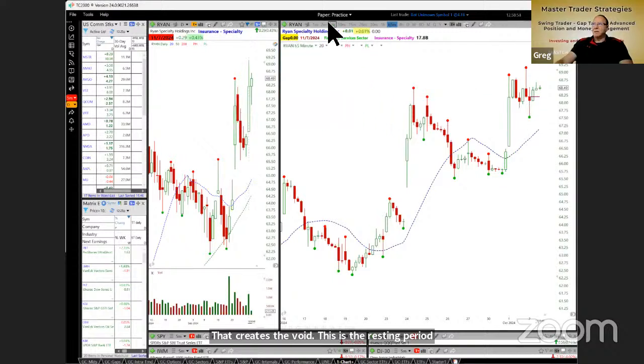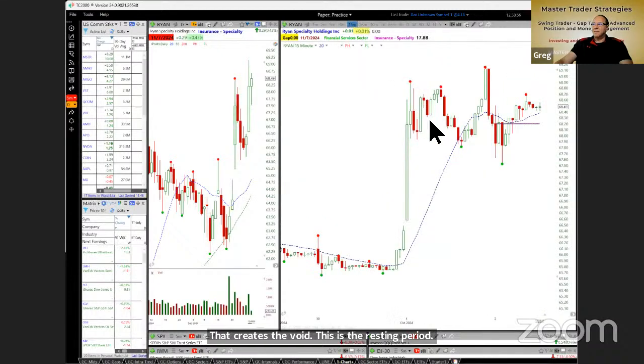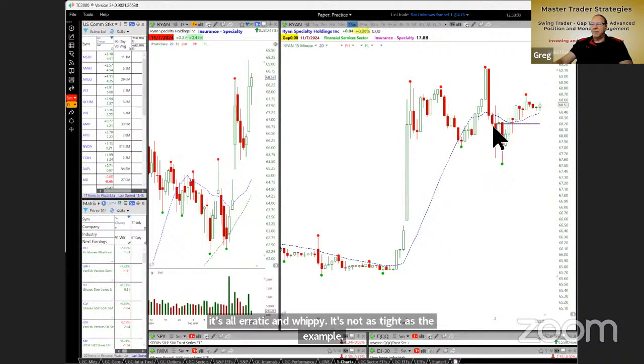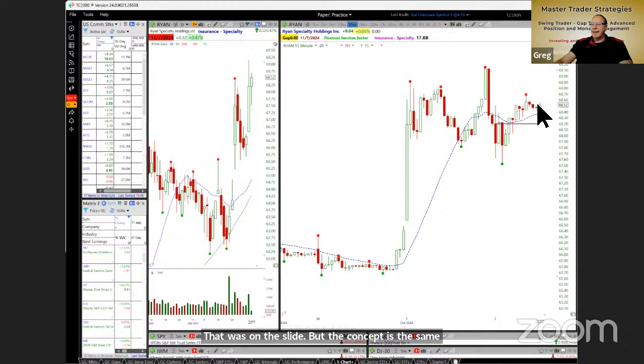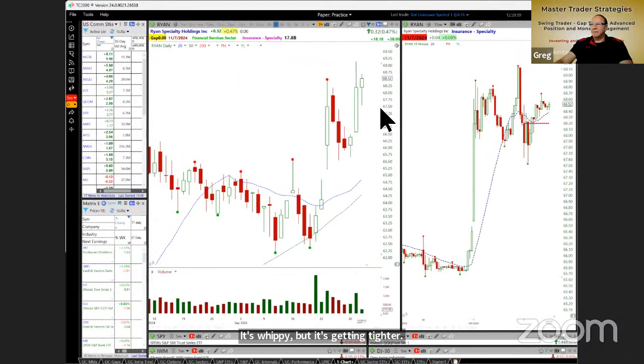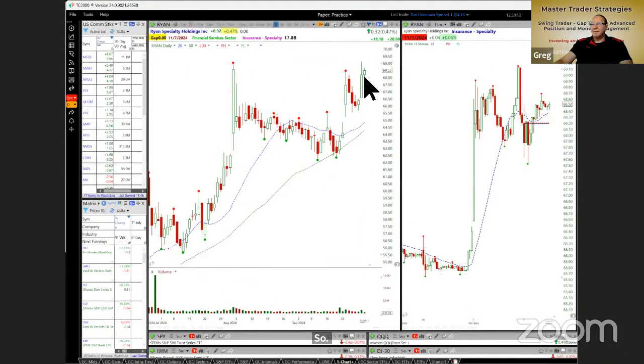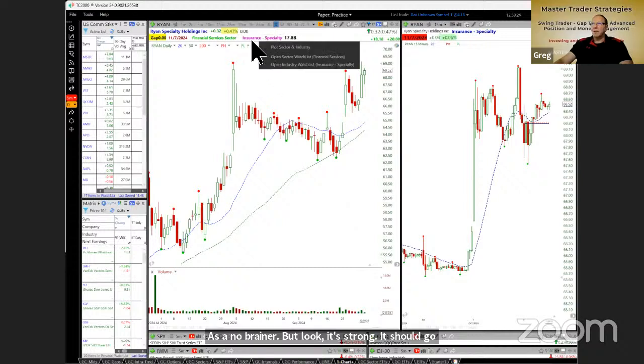And when we looked at the slides, Dan showed 15-minute charts. So it's all erratic and whippy. It's not as tight as the example that was on the slide, but the concept is the same. It's whippy, but it's getting tighter. But keep an eye on it. It's not a narrow, wide bottoming tail bar, inside bar. So I wouldn't put it as a no-brainer, but look, it's strong and it should go up if other things are going up. It's an insurance company.